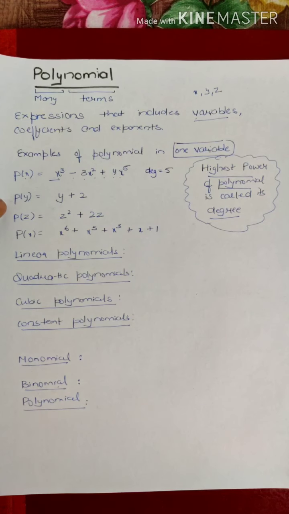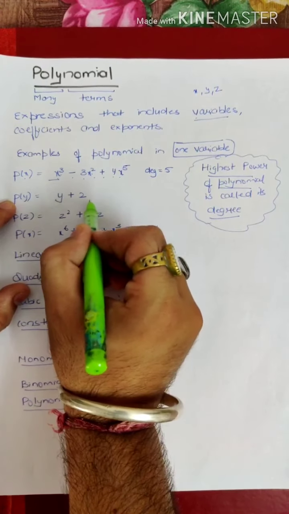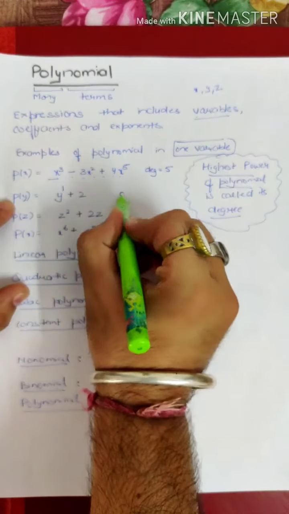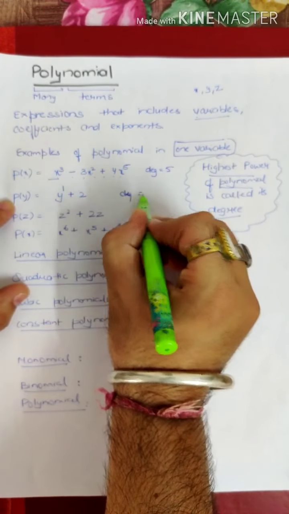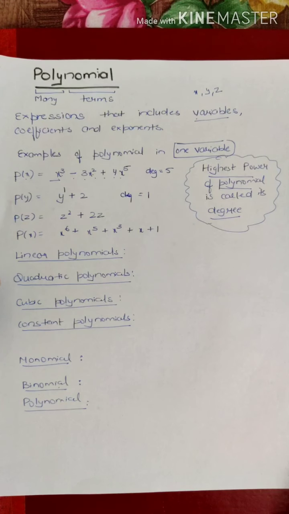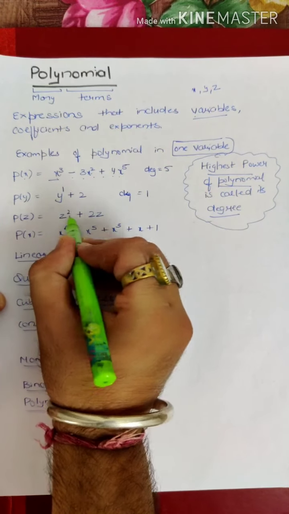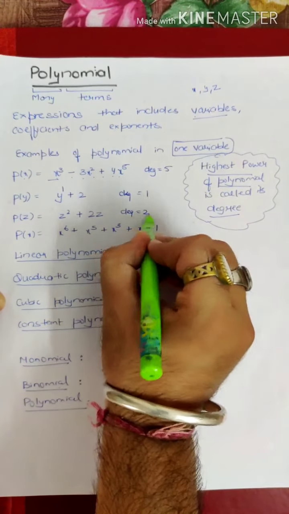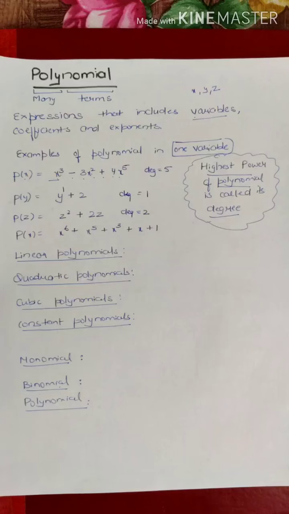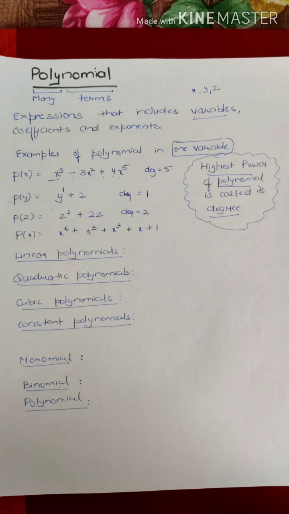In the next example, we have the polynomial in variable y and it is given as y plus 2. Now the degree of this polynomial is 1, that is the highest power. In the next case, we have a polynomial in variable z. It is z square plus 2z. Now here the highest power or the degree is 2. And next we have a polynomial in x. So we can have more degree and more number of terms can be added in a variable. So this is the last example.